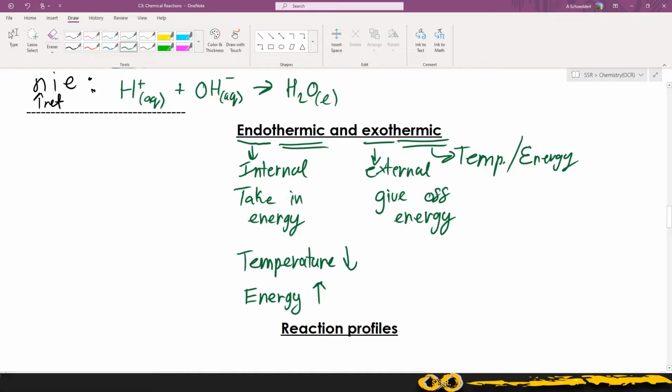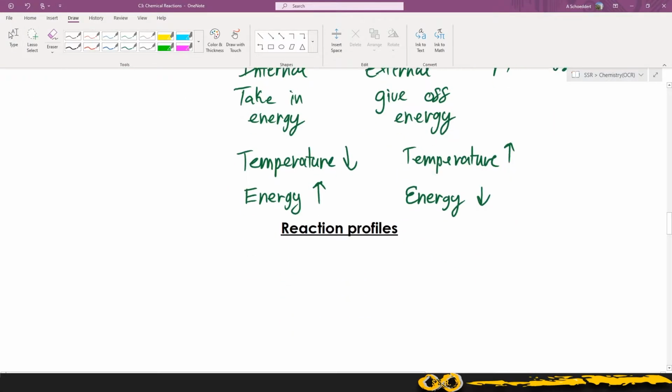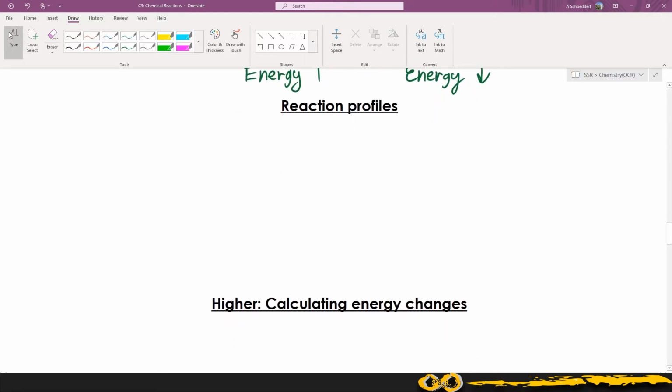In an exothermic reaction, the temperature will go up, but the energy that is present will go down as the energy will have been released, and that's what caused the rise in temperature. We will show this using what are known as reaction profiles.